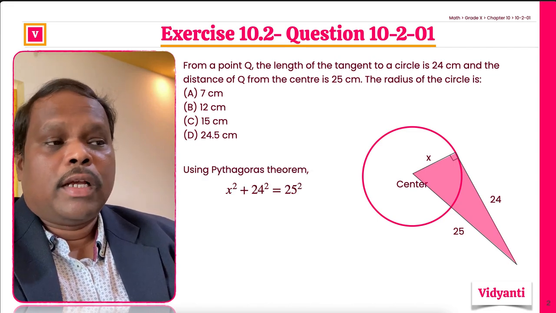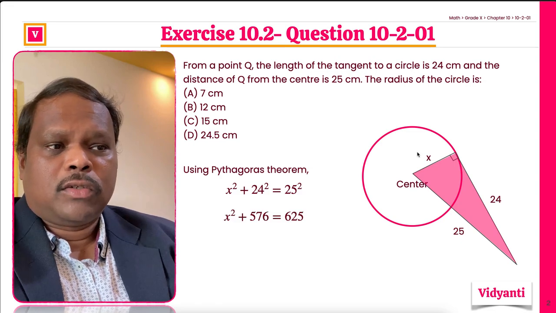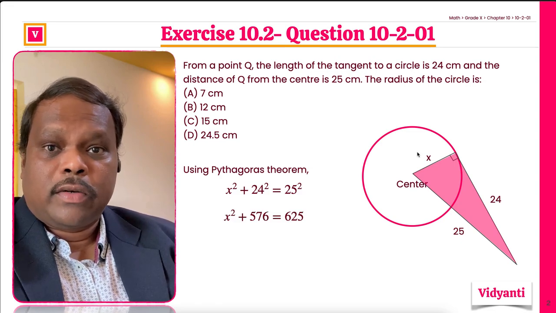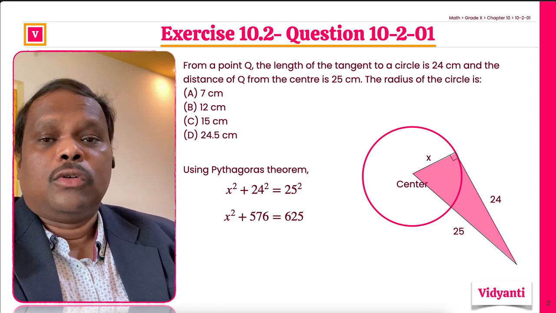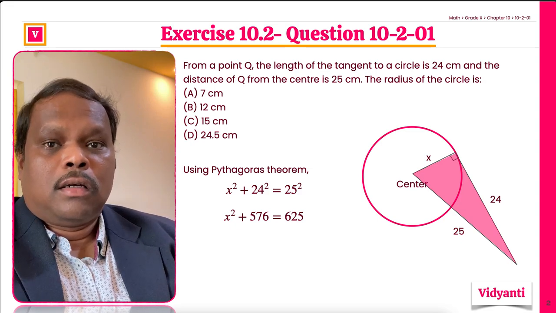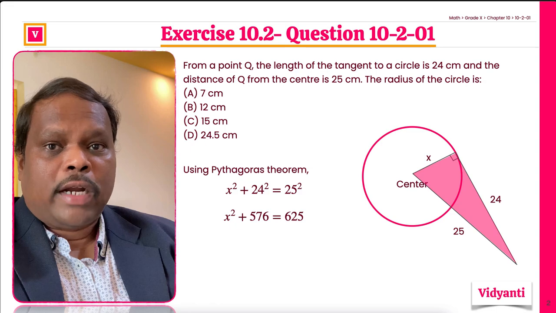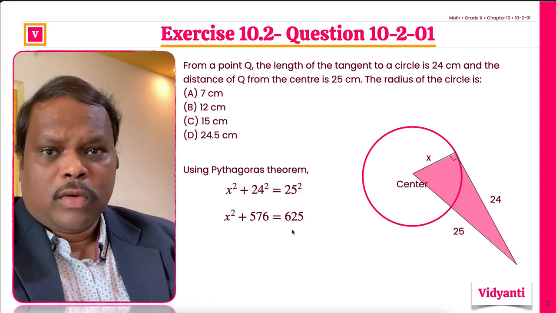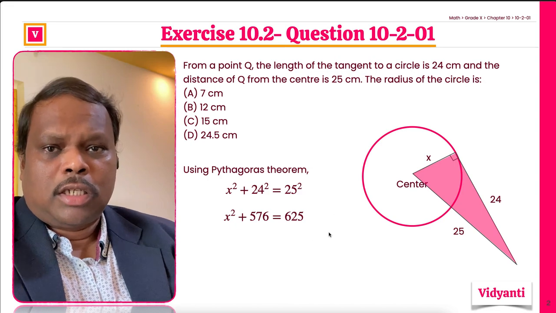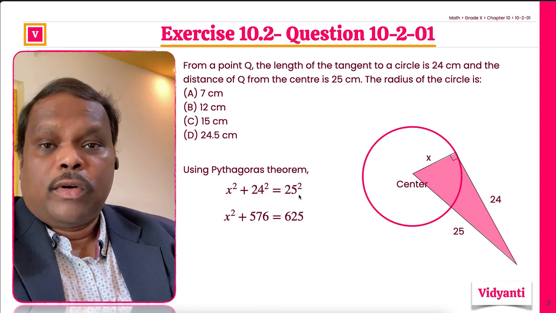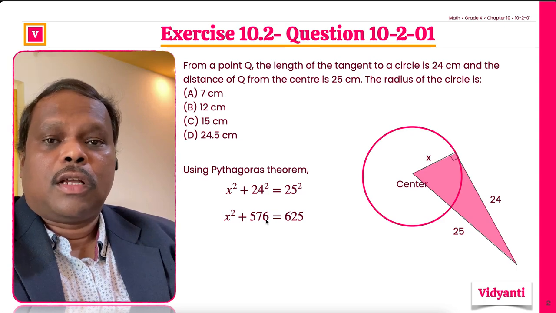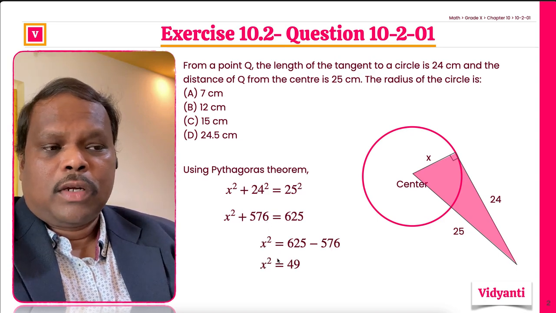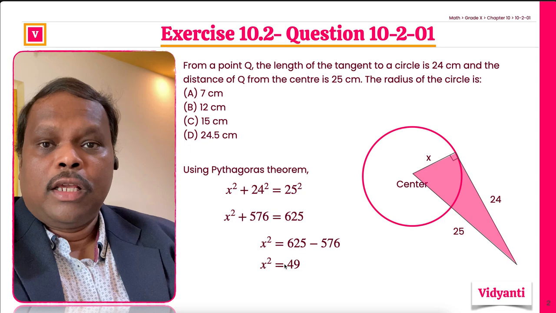x square plus 24 square is 25 square. 24 square is 576. I strongly recommend you recognize and memorize the square numbers up to at least 30. The first 1 to 30, if you remember the squares, that would be helpful in such problems. Square of 25 will be 625. Now we can take this 576 on the other side. It will become negative, and x square comes out to be 49.